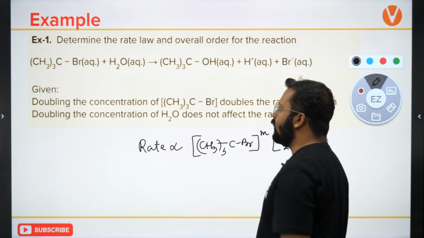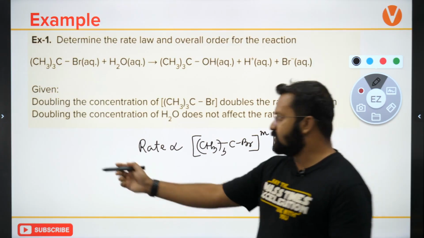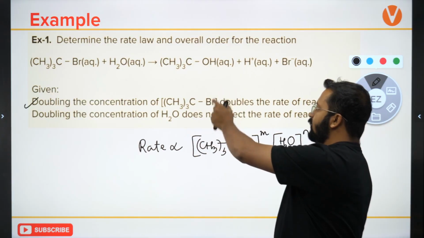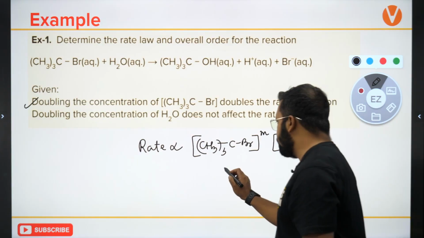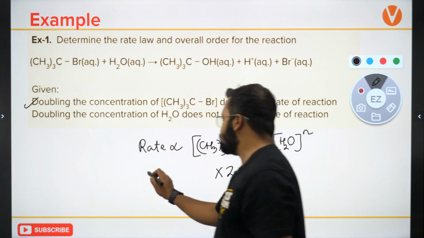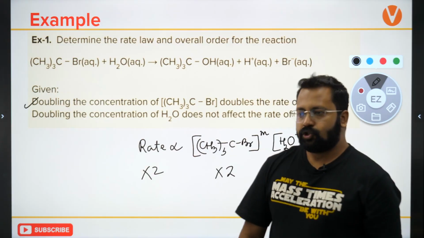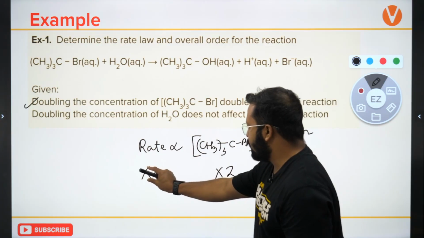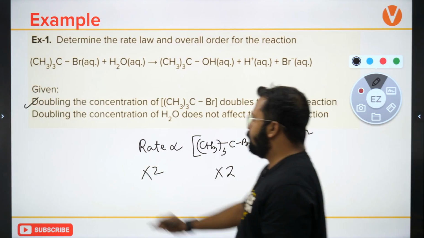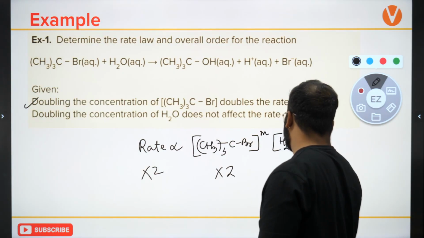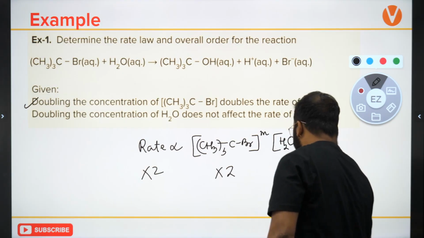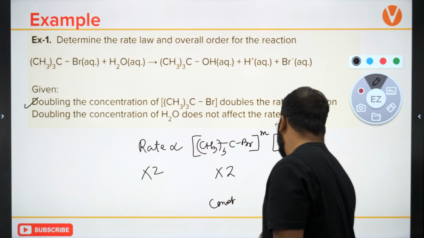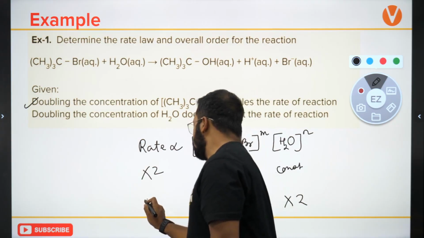How do I calculate m and n? I will use this information. Doubling the concentration of bromide doubles the rate of reaction. If I make it 2 times, the rate becomes 2 times, so m should be 1. Doubling the concentration of H2O does not affect the rate. In a separate case, keeping the other constant, if I double this, there is no change.